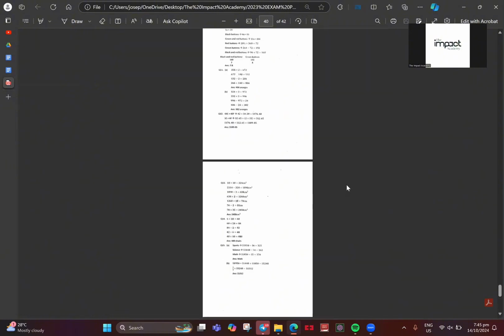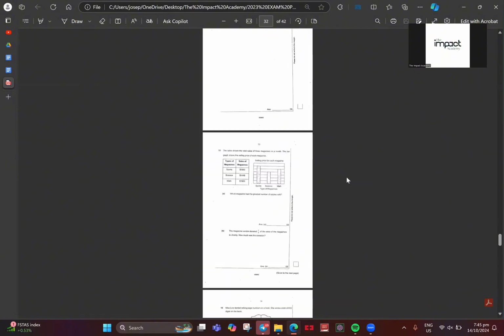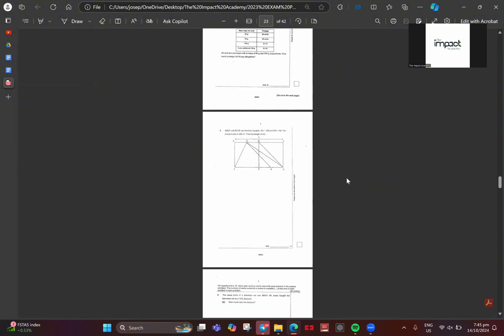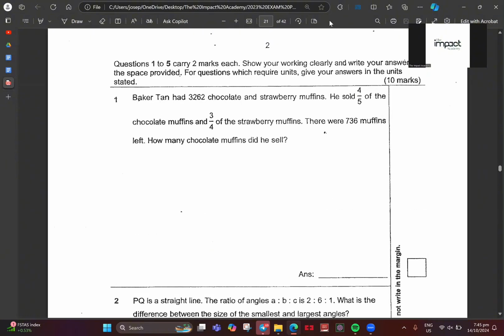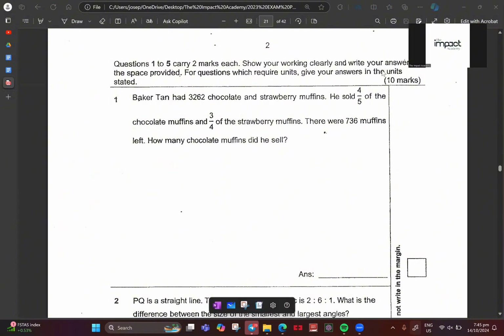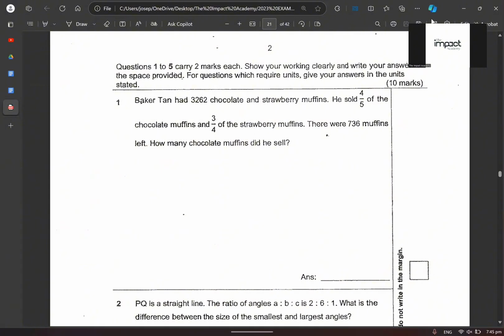The first one that I want to look at is in Paper 2. I want to look at question number 1. Let's take a look at this question together. The question says that Baker Tan had how many chocolate and strawberry muffins? Can everyone read for me sentence number 1? Baker Tan had 3,262 chocolate and strawberry muffins. Very good. So that is my total, isn't that true?